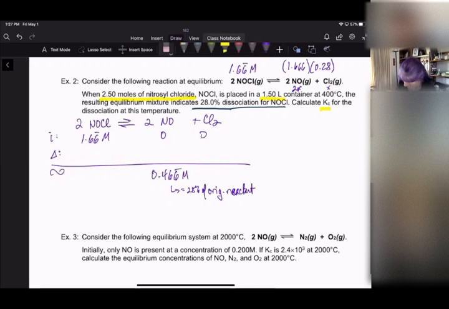Wait, so the initial starting value for nitrosyl chloride isn't 2.5? Well, that was the moles. So we'll be looking at a molarity. So the first thing I did was divide by that volume to get into a molarity. So in this case, that percent dissociation gives us a way to get those equilibrium values.